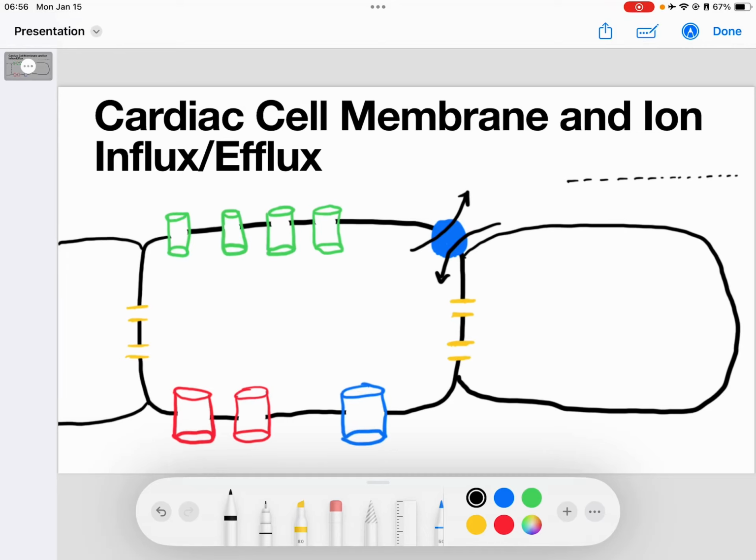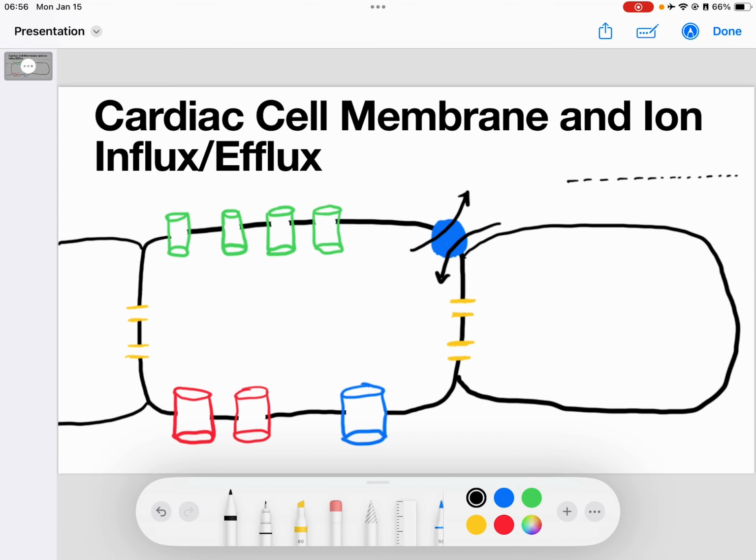Welcome back, everybody. Welcome to this lecture on the cardiac cell membrane and how it regulates ion influx and efflux. I hope this really helps tie everything together. We've talked a little bit about cardiac action potentials and pacemaker potentials. Maybe you've seen some concepts on antiarrhythmics, but how does the cell actually handle this, and how do these mechanisms impact cellular function?